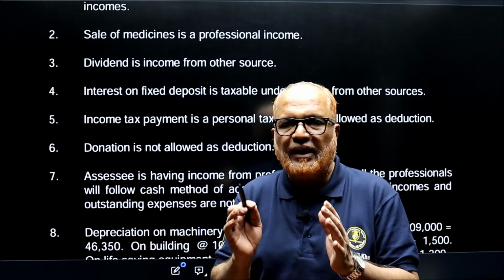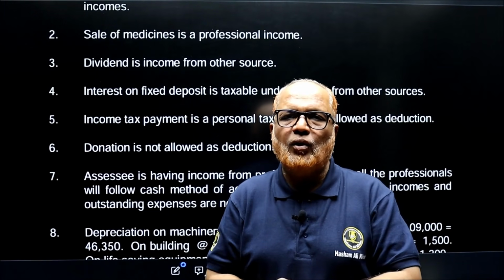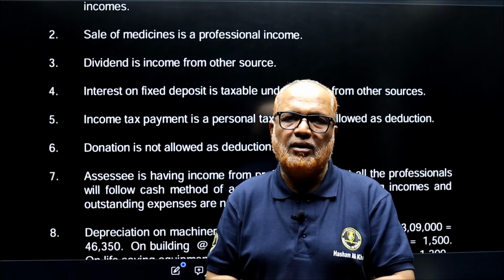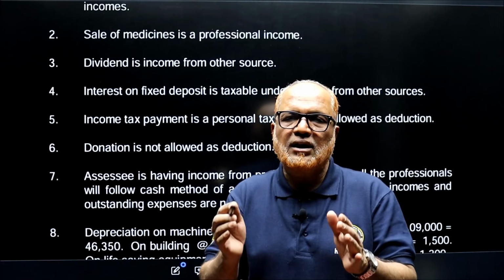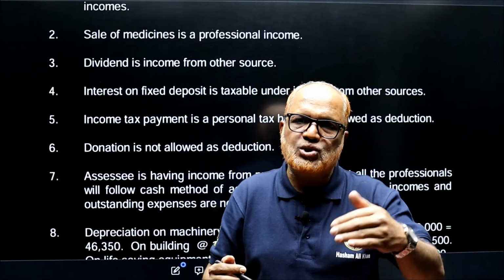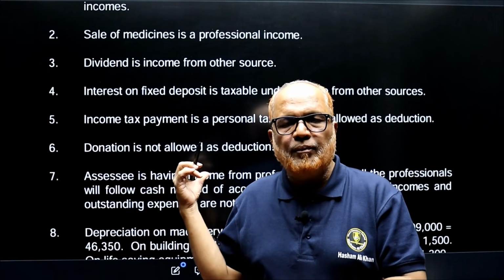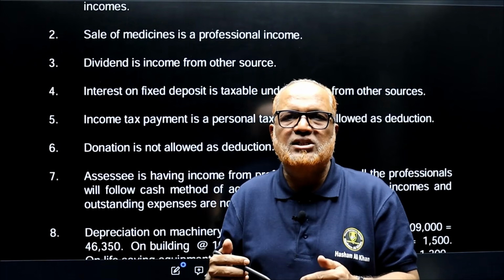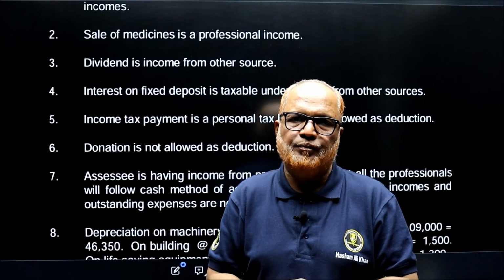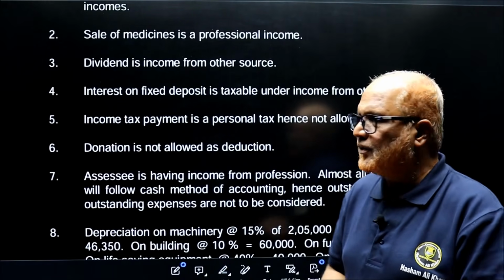Now see here, one very important point. Normally, professional people will not follow mercantile system of accounting. They will follow cash system of accounting. In that case, outstanding incomes and outstanding expenses will not be considered. So in this problem, there is a consultation fee due and also ambulance van expenses outstanding. Both dues will be ignored, will not be considered.